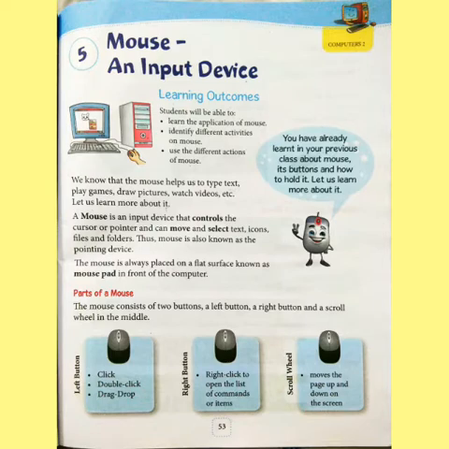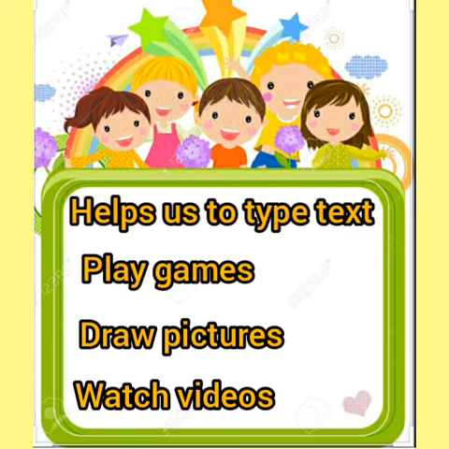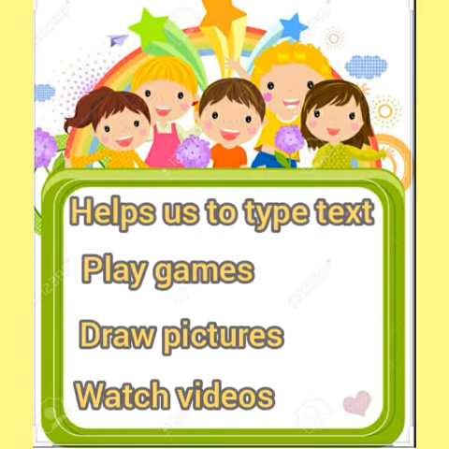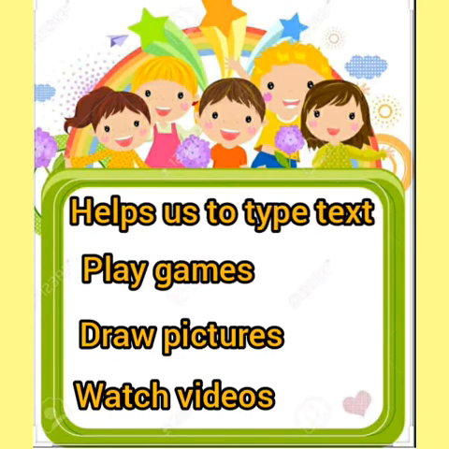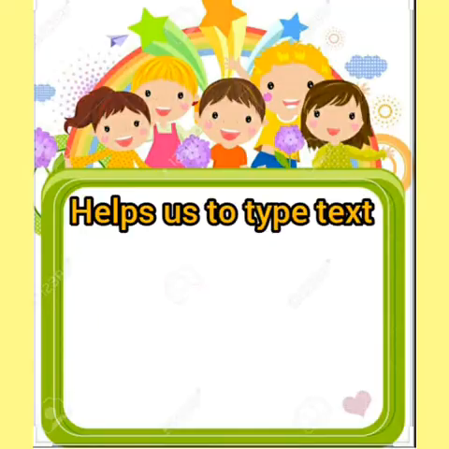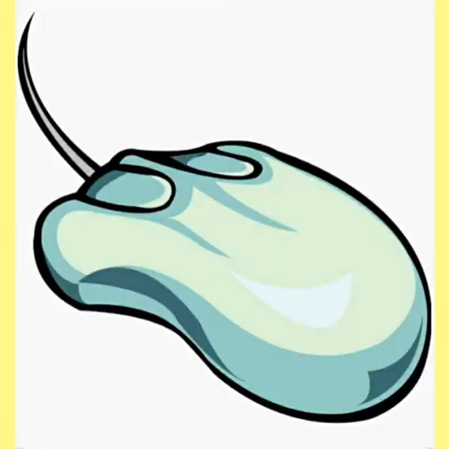Mouse and input device. We know that the mouse helps us to type text, play games, draw pictures, watch videos, etc. Let us learn more about it. What do you know about mouse till now? That it helps us to type text, the mouse helps us to play games, draw pictures, है ना. माउस की हेल्प से हम टेक्स्ट को टाइप करते हैं, लेटर्स को टाइप करते हैं, गेम्स खेल सकते हैं, पिक्चर्स ड्रॉ कर सकते हैं, वीडियोस देख सकते हैं. लेकिन आज हम देखेंगे what else we learn more, what else is about the mouse.